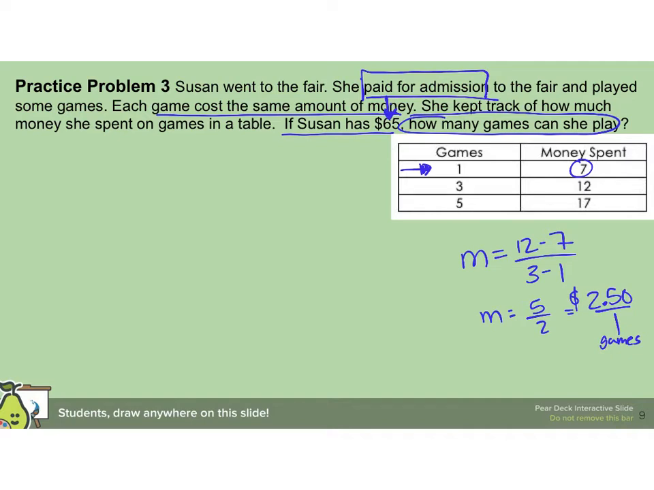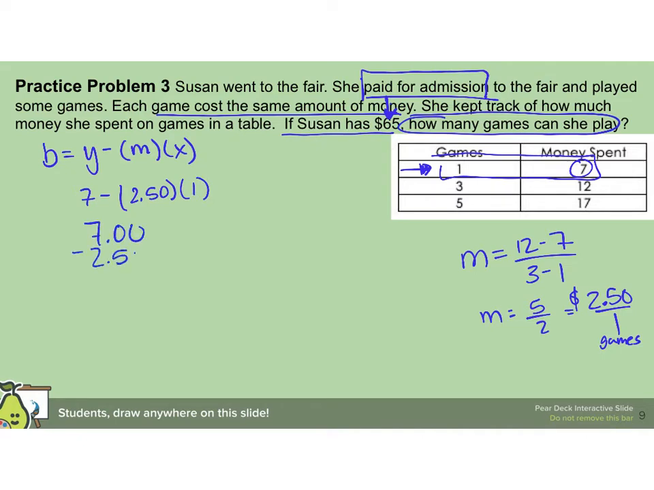So I'll use my formula, even though I see a better way of getting to it, but the formula always works. So it's y minus slope times x. I'm going to use this first point. So y is 7, slope is 2.50, and x is 1. So 7 minus 2.50 will give me the cost of admission, so that's 4.50. So she paid $4.50 to get into the fair, and then after that, she paid $2.50 for every ride she got on.